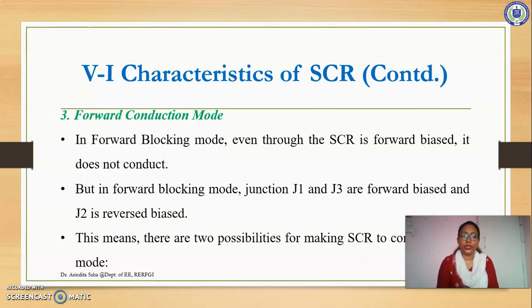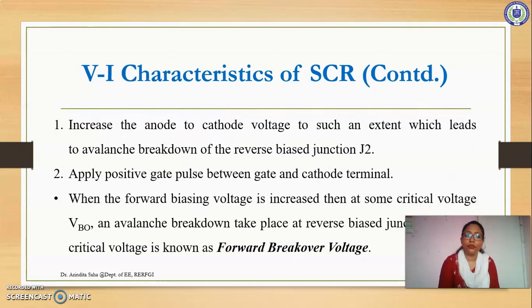Next is the forward conduction mode. In the forward blocking mode, we have seen that even in the forward condition the SCR does not conduct. J1 and J3 are forward biased and J2 is reverse biased. That is the very good point. So we can make the SCR conduct by two methods. First is to increase the anode to cathode voltage such that there is an avalanche breakdown and it forward biases the junction J2. Or else we can increase the gate to cathode terminal voltage.